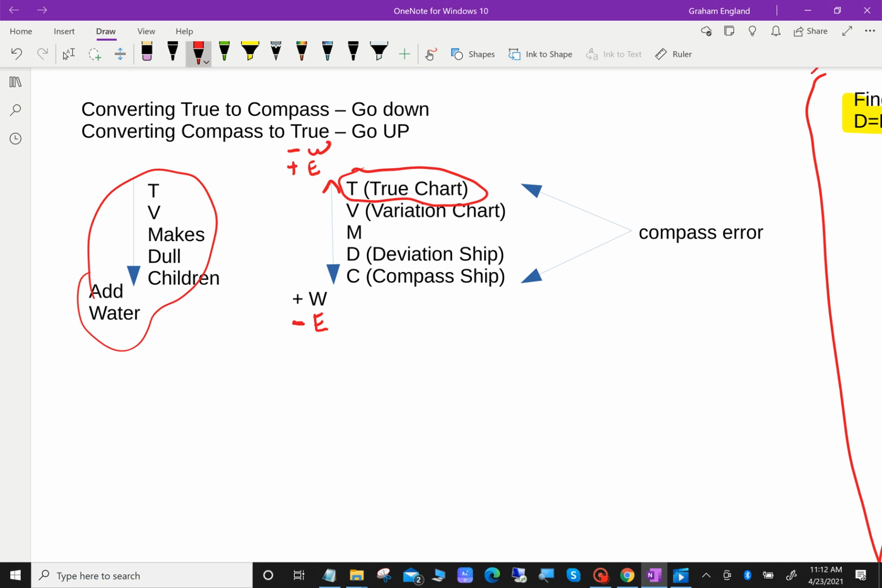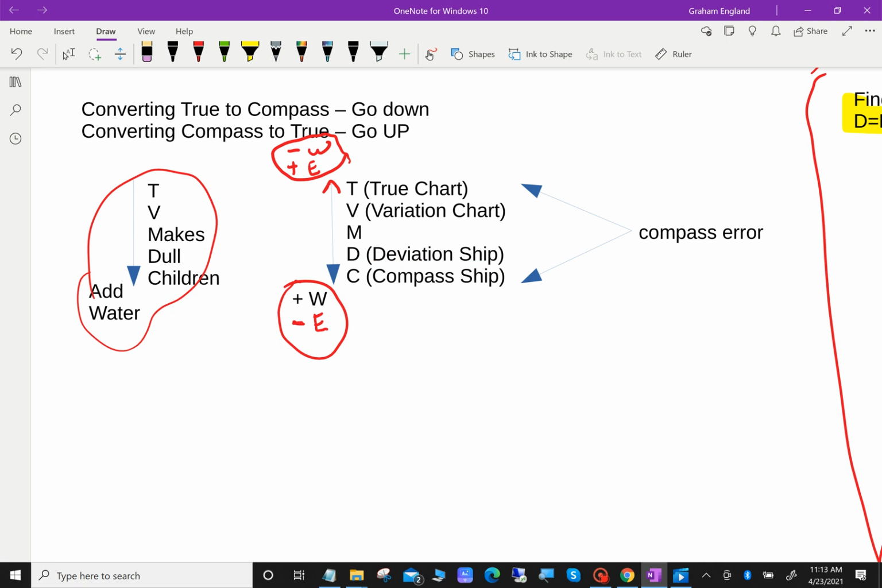So if they give you this, which is the true course on the chart, and they're asking you for the ship's compass, you're going down the formula. If they give you the ship's compass and they want you to figure out the true course that you're going to steer, then you're going up, and you would use these. So going down, you use plus west, minus east. Going up, you would be minus west plus east.